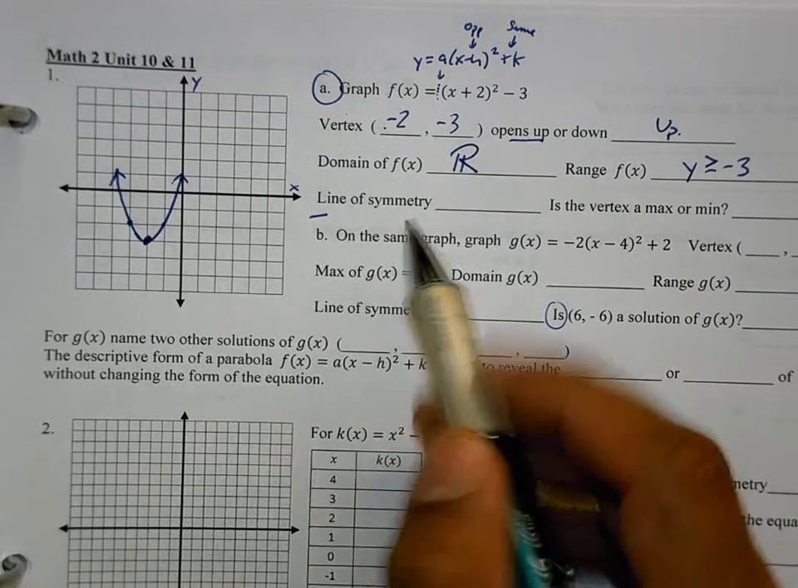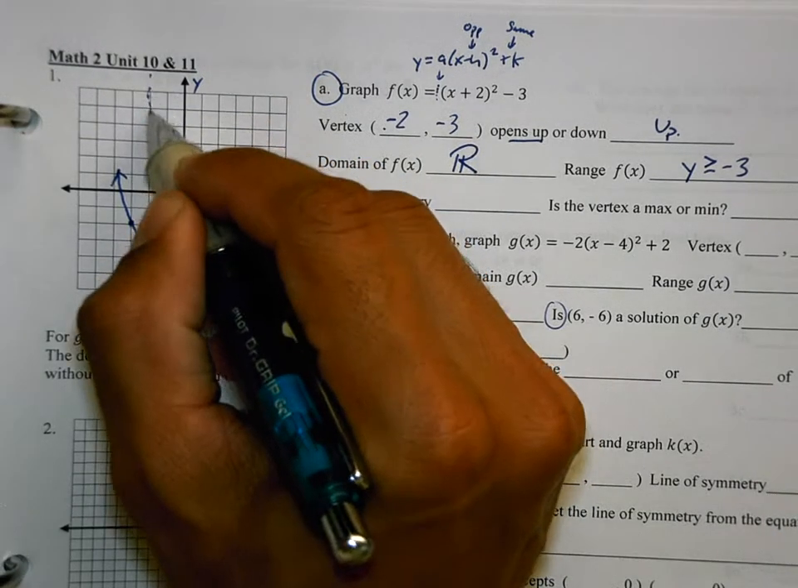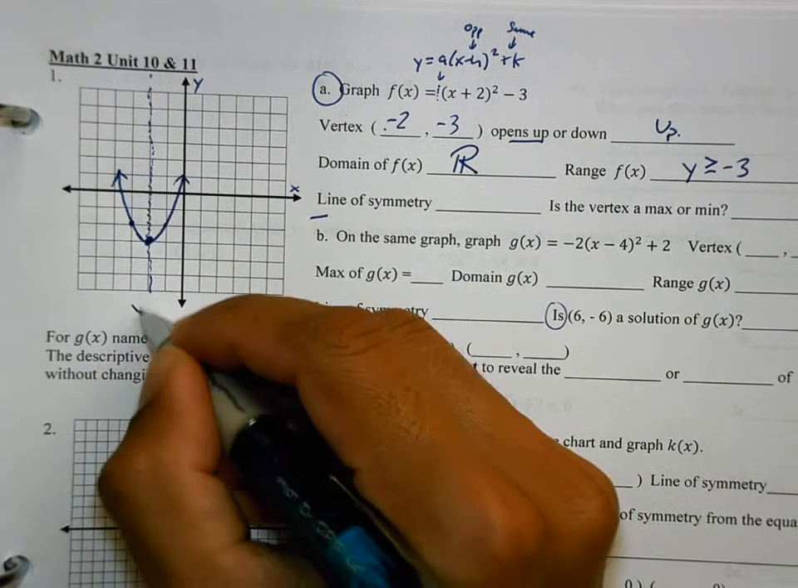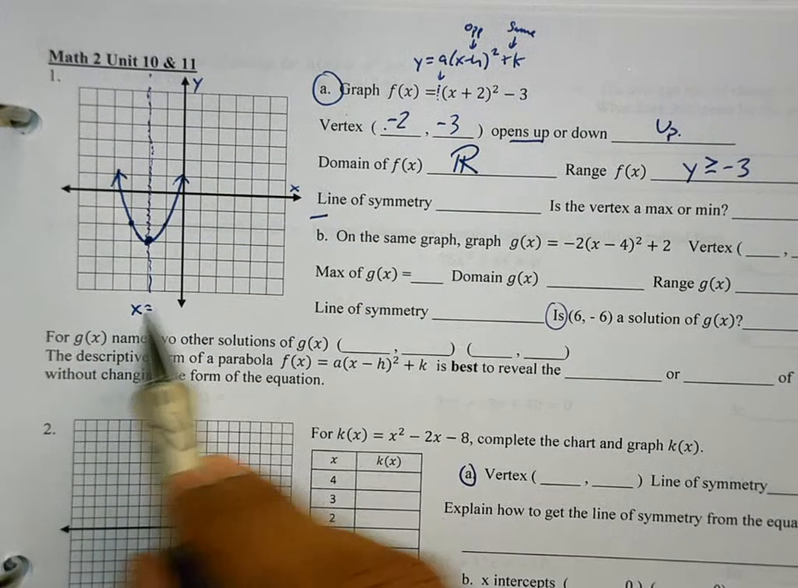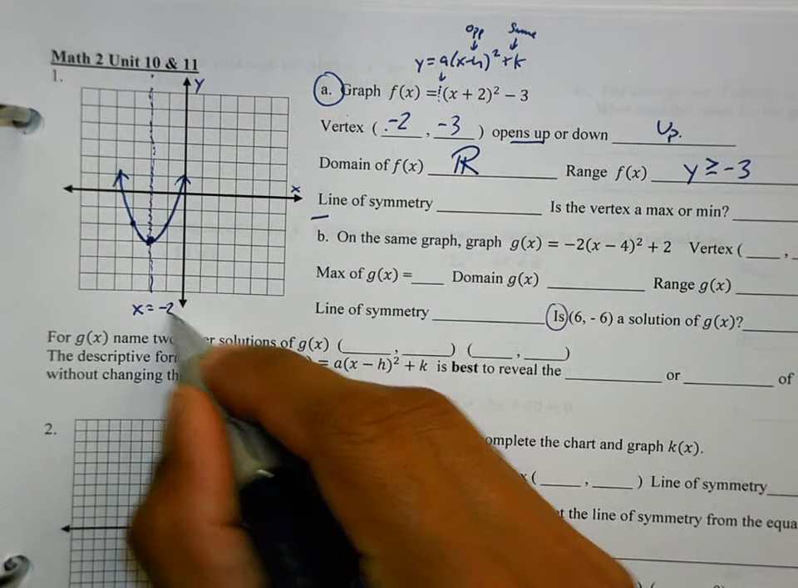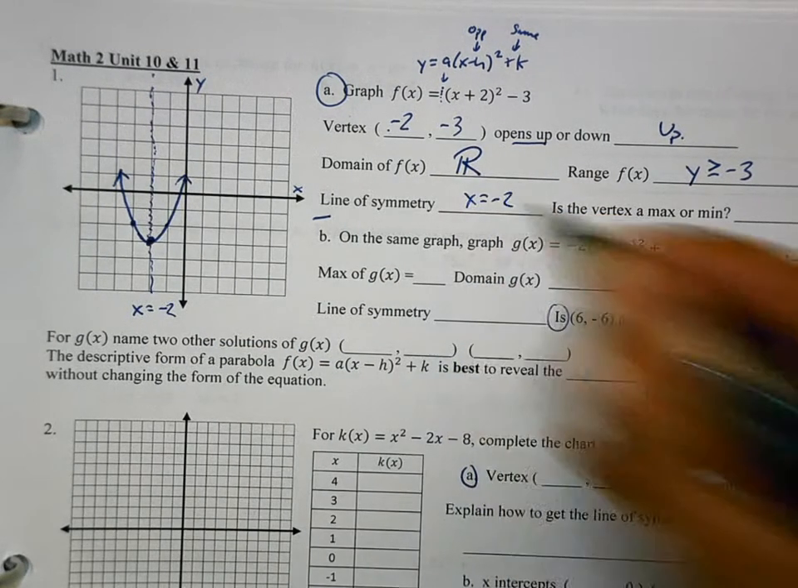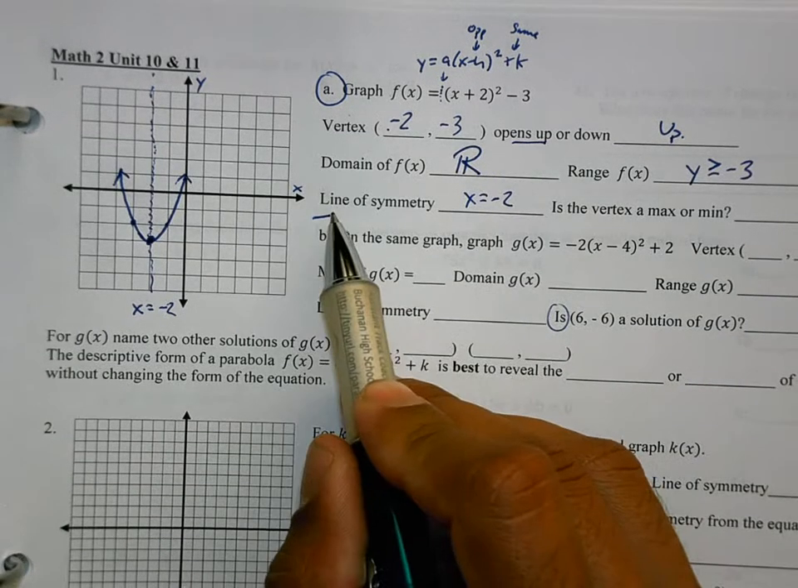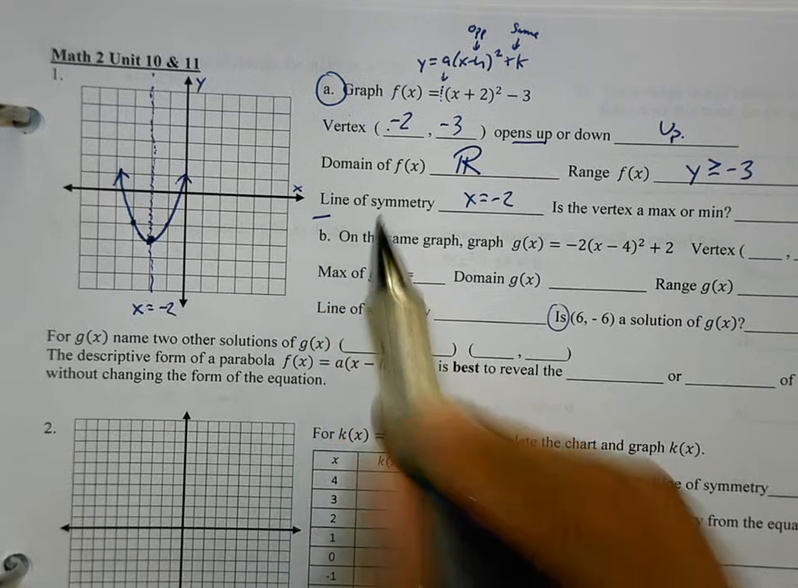The line of symmetry is the line that cuts this graph right down the middle. It's a vertical line. It's always at x is equal to whatever h is. So the line of symmetry here would be at x is equal to negative 2. It's the same thing as the x-coordinate of your vertex, and it's x equals. Sometimes this is called the equation of the line of symmetry, by the way.